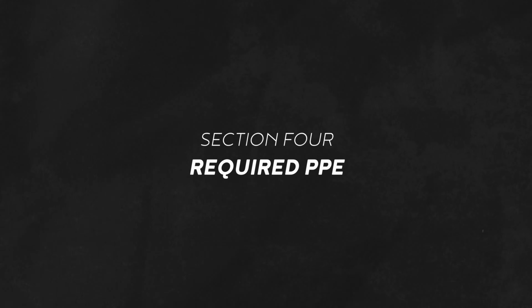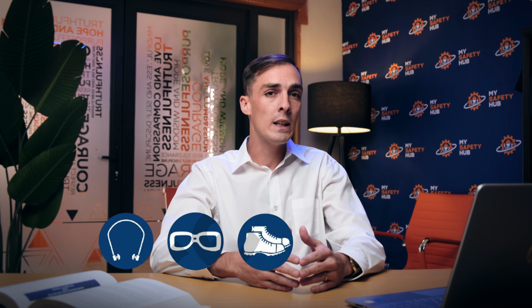Next is Section 4, the required PPE. Proper personal protective equipment is essential. This SOP recommends hearing protection, eye protection, foot protection, hand protection, and respiratory protection. The type of PPE might vary based on the specific situation and potential hazards.